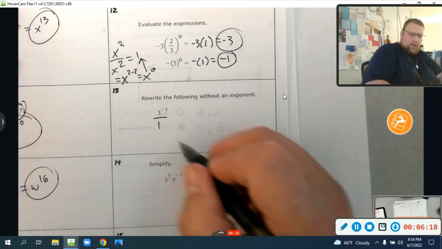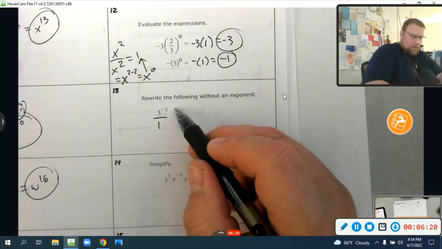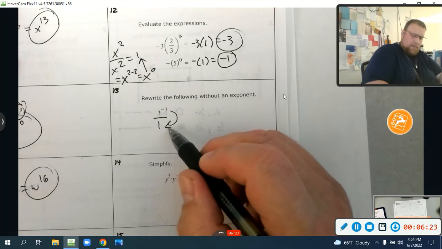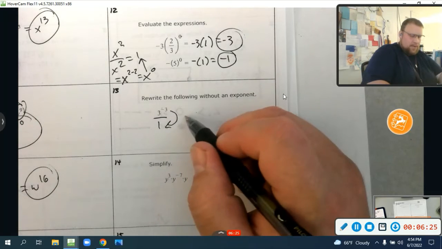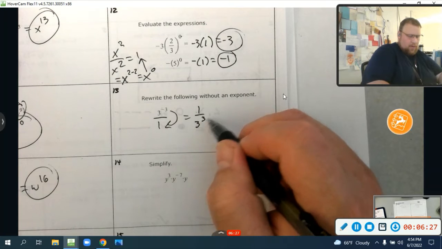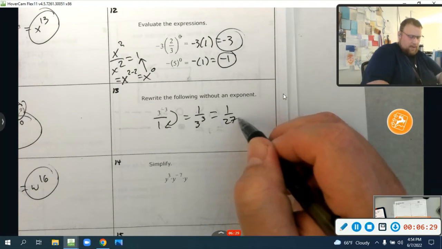Anything, remember we can write this over 1. Anything that has a negative exponent, we flip it to the other side of the fraction bar. If it were on bottom, it'd go up top. So up top goes on bottom. So this equals 1 over 3 to the 3rd, which equals 1/27.